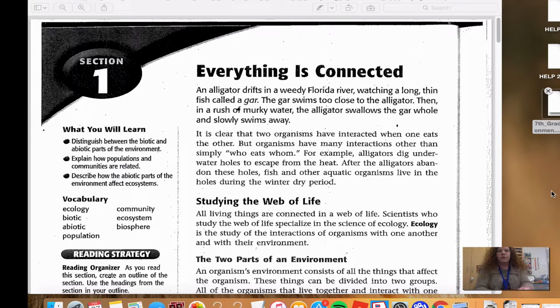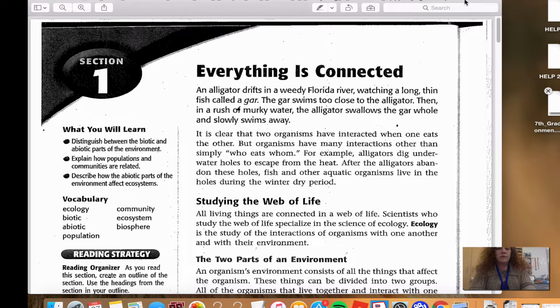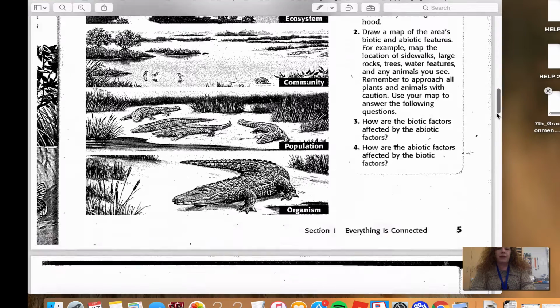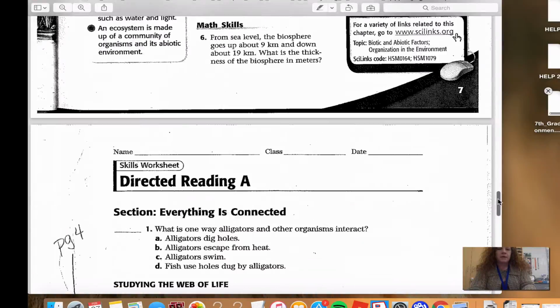Good morning. For your Blizzard bag, I'm going to have you reading a section from the environmental science book. This is called Everything is Connected. I have a PDF for you, and then at the bottom are the questions.